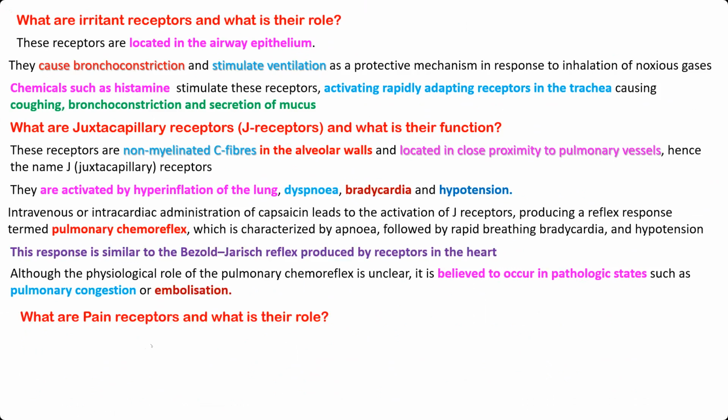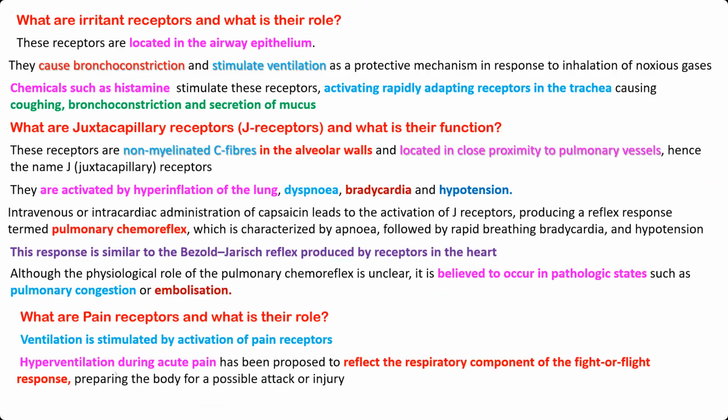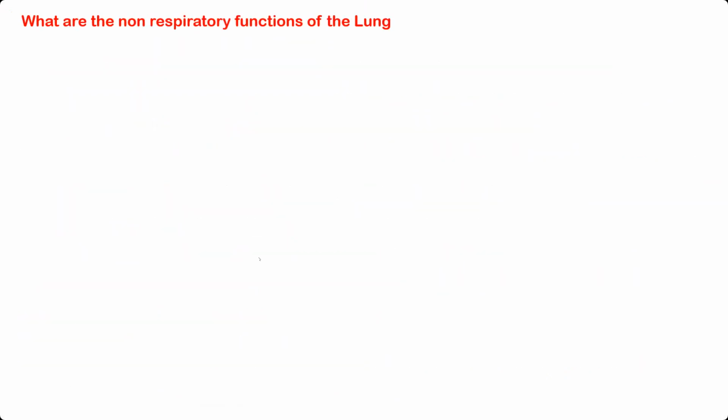And what are pain receptors and what is their role in respiration? Ventilation is stimulated by activation of pain receptors. Hyperventilation during acute pain has been proposed as a reflex to the respiratory component of the fight or flight response, preparing the body for possible attack or injury.